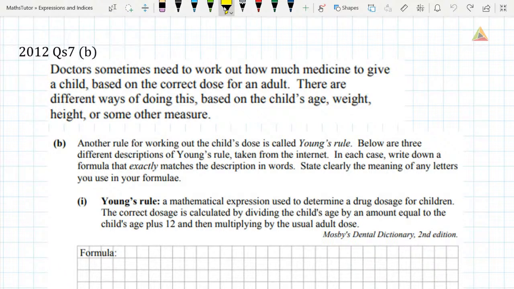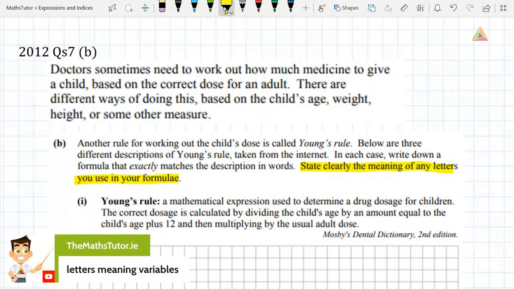And then it gives us a few terms and conditions. State clearly the meaning of any letters you use in your formulae. So formulae, we just mean formulas. It's the plural that we're going to be using, and it means we're going to be doing this 3 different times. So there's 3 parts to this question, and we just have to explain what the letters mean. It doesn't matter which letters you use, as long as you explain what those letters are.